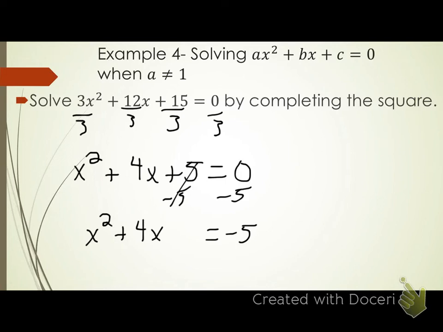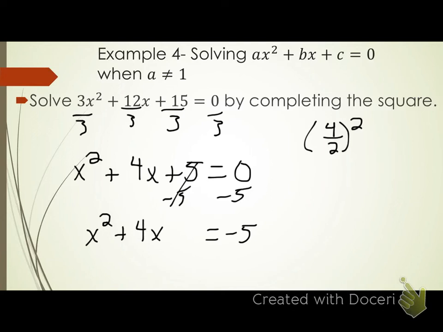Now my left-hand side is x squared plus bx, so I can complete the square on the left-hand side, correct? So how do we complete the square again? Take 4 divided by 2, squared. Very good. 4 is my what value? B value. So I'm taking my B value, dividing it by 2, and then squaring it. Is everyone okay with that?